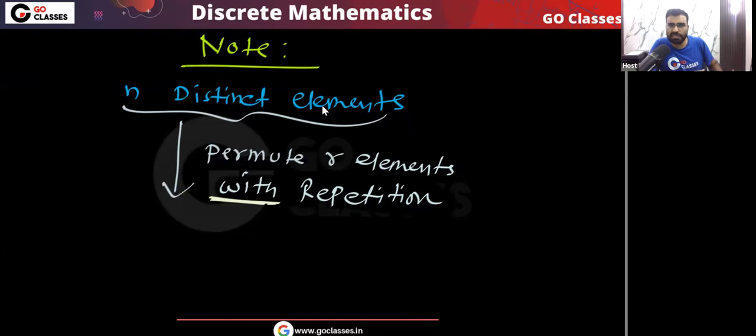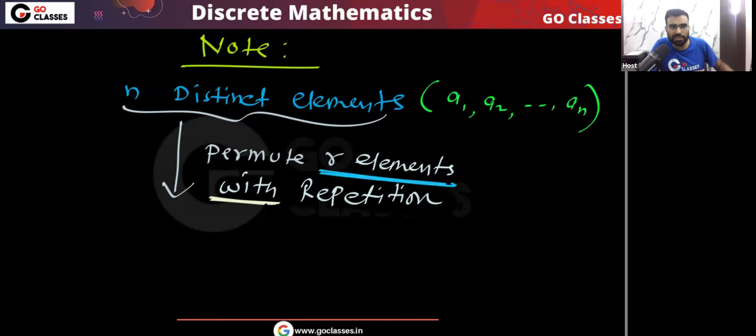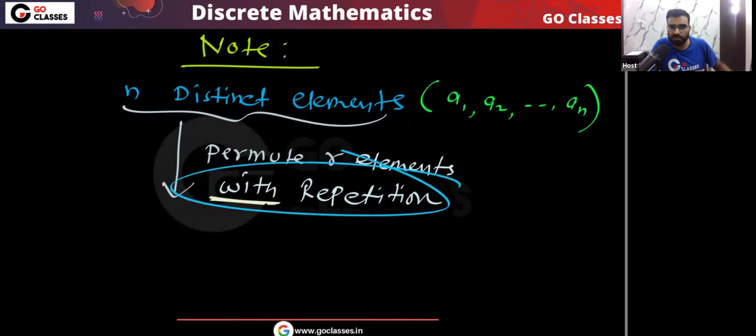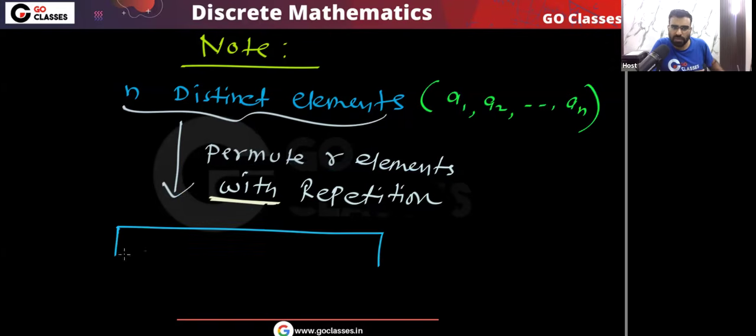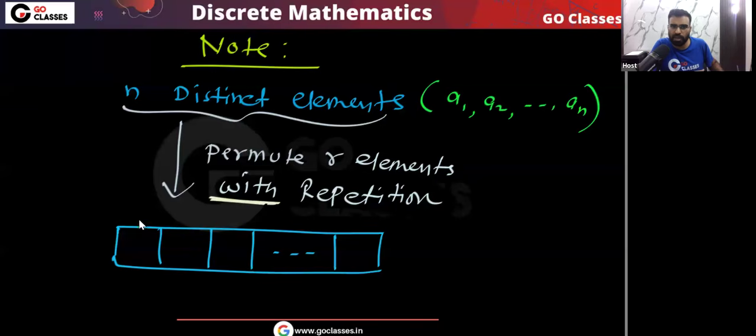There are a total of n distinct elements. Let's assume these n distinct elements are A1, A2, and so on up to An. Now we want to permute R elements from them with repetition. So how many positions are there? A total of R positions, because we want to permute R elements. These are the positions 1, 2, 3, 4, and so on up to R.